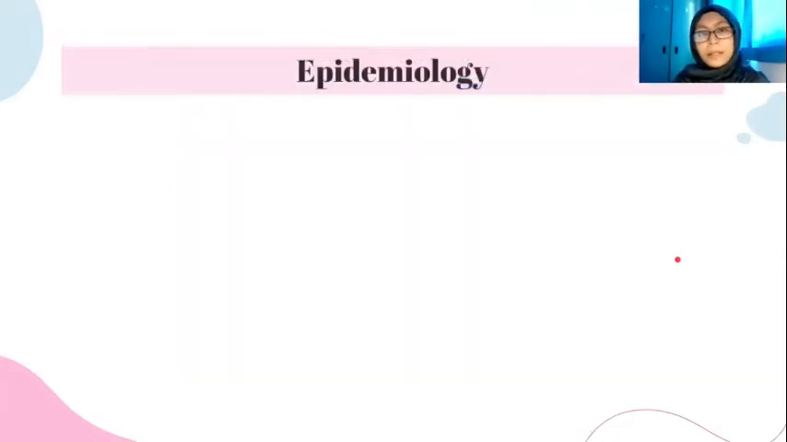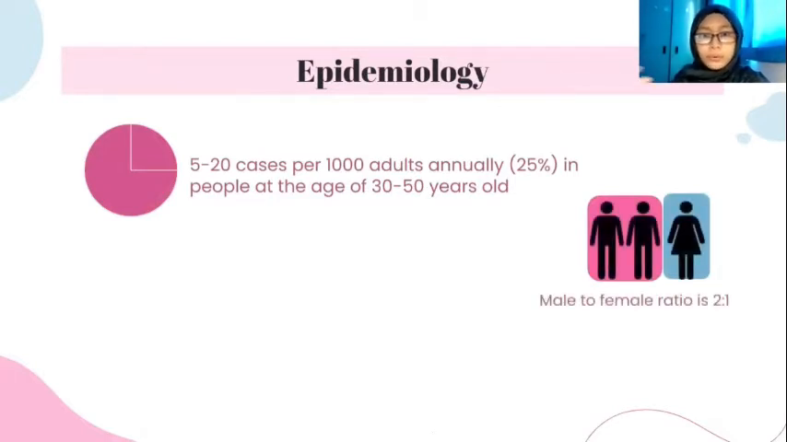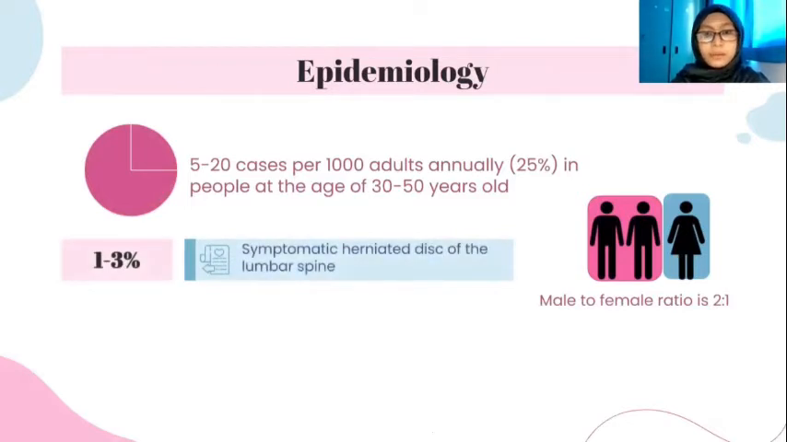Moving on to the epidemiology of this pathology. The incidence of a herniated disc is about 5 to 20 cases per 1,000 adults annually, and is most common in people in their 30s until 50s, with a male to female ratio of 2 to 1. The estimated prevalence of symptomatic herniated disc of the lumbar spine is about 1 to 3% of the patients.